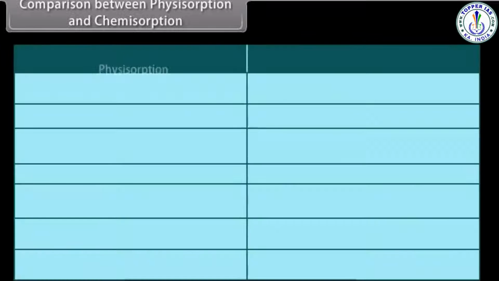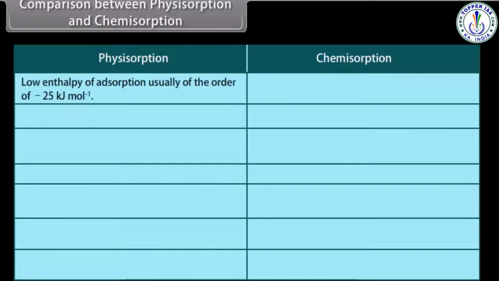Comparison between physisorption and chemisorption. The important differences between physisorption and chemisorption are: low enthalpy of physisorption, usually of the order of minus 25 kJ per mole, whereas high enthalpy of chemisorption, usually of the order of minus 200 kJ per mole.